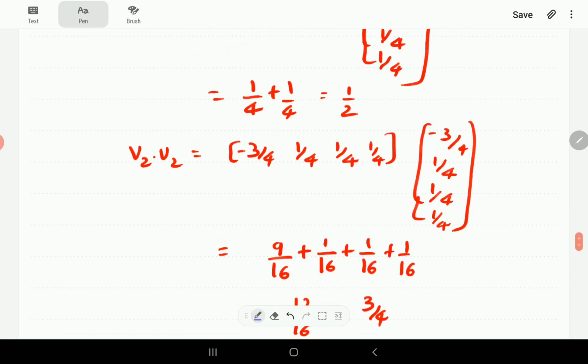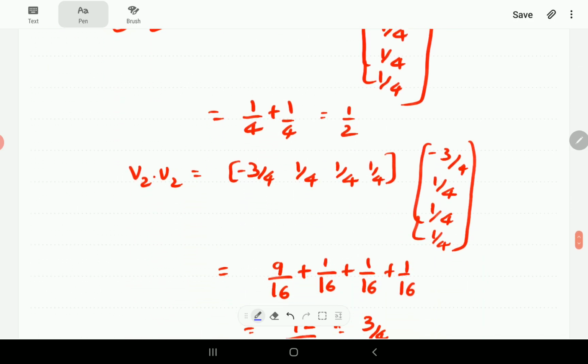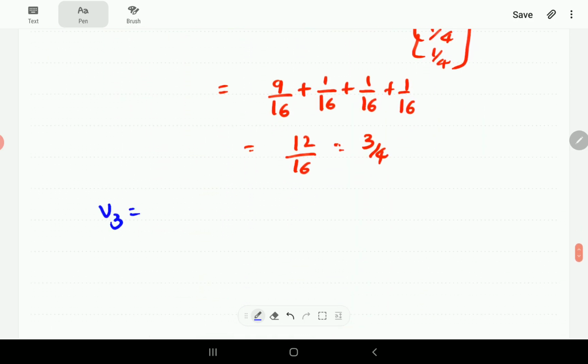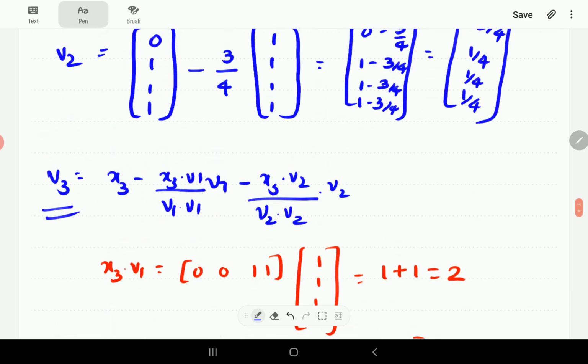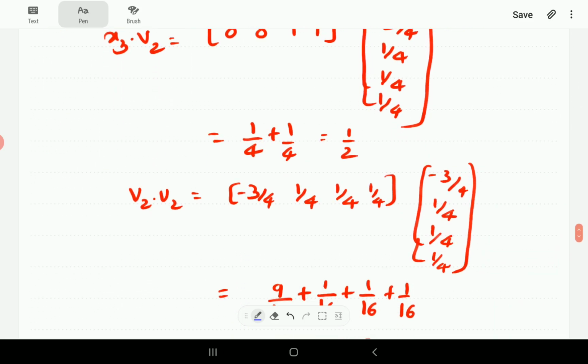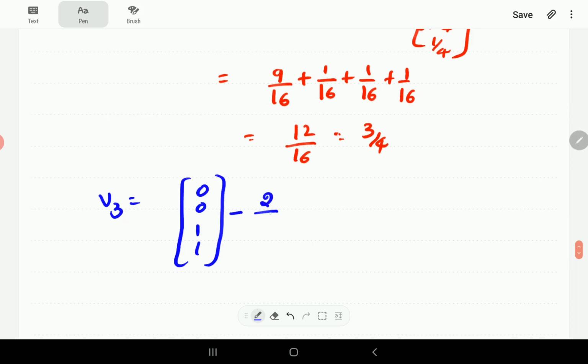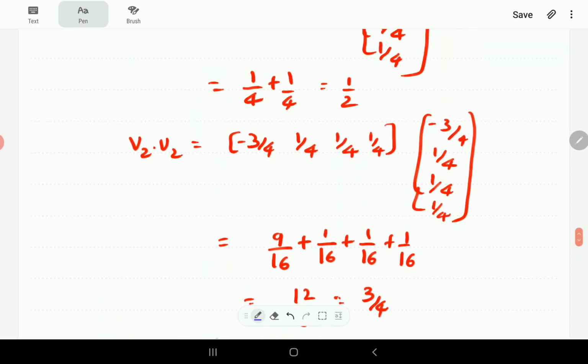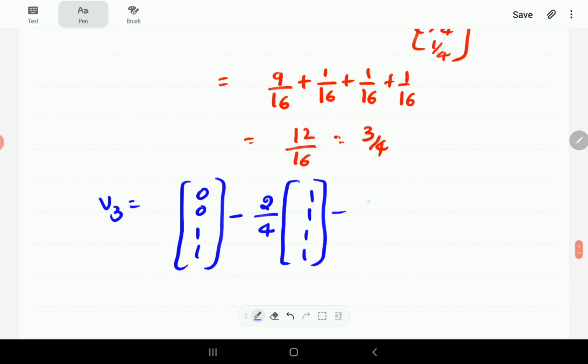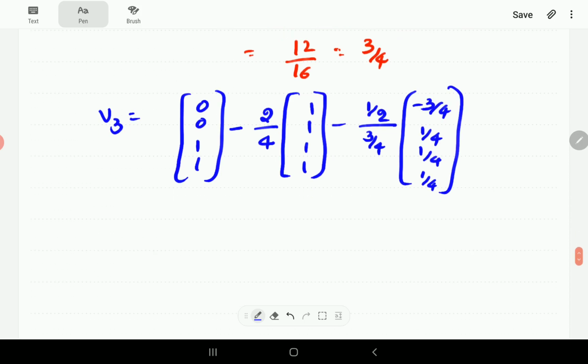So let us substitute them in the v3 equation. So what we get, v3 equal to x3. So x3 is 0 0 1 1 and minus x3 dot v1, that is 2, and v1 dot v1, let us substitute all those values, that is 1 1 1 1, then x3 dot v2, which is 1 by 2, divided by 3 by 4, and into v2, that is minus 3 by 4, 1 by 4, 1 by 4 and 1 by 4. Okay, now let us simplify this.